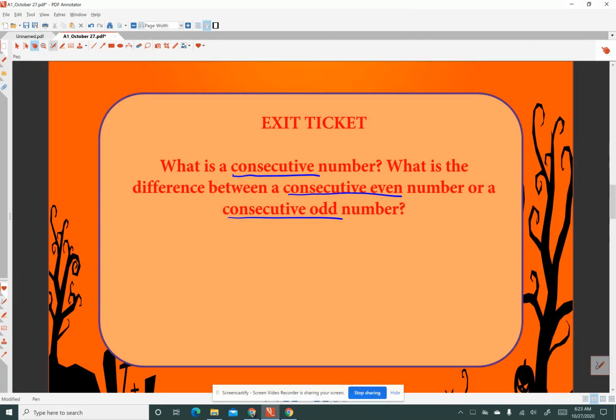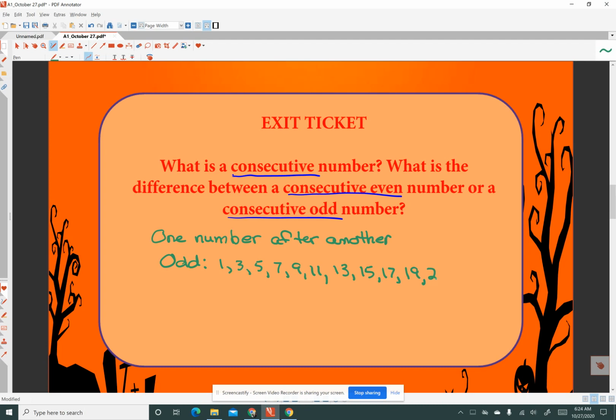And what is a consecutive number? Consecutive number is one number after another. And the difference between a consecutive even or consecutive odd number is, so our odd numbers are 1, 3, 5, 7, 9, 11, 13, 15, 17, 19, 21, and so on. Our even numbers, 2, 4, 6, 8, 10, 12, 14, 16, 18, 20, 22, and so on.